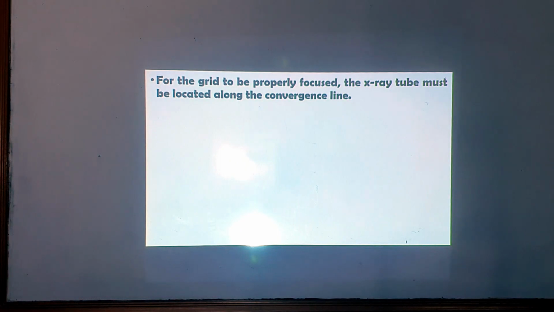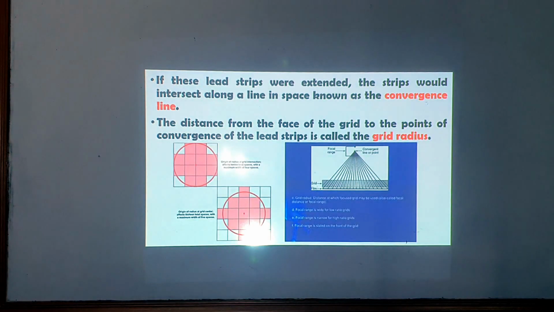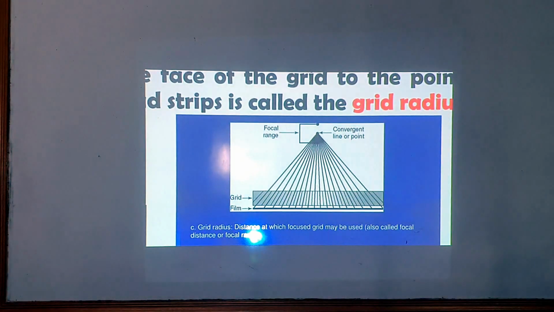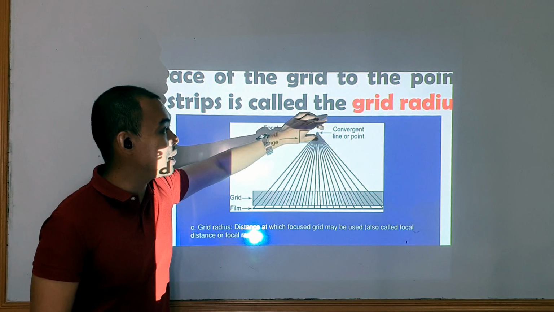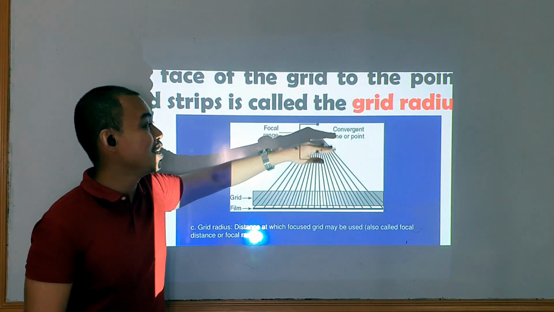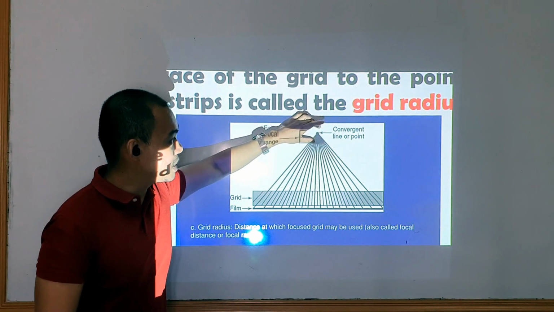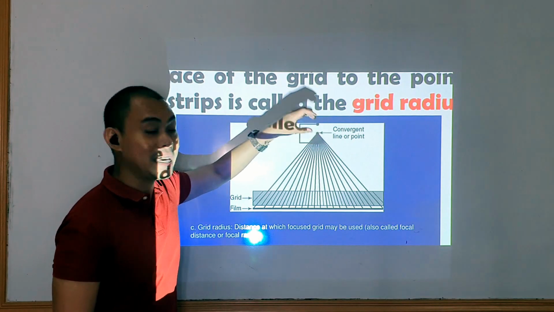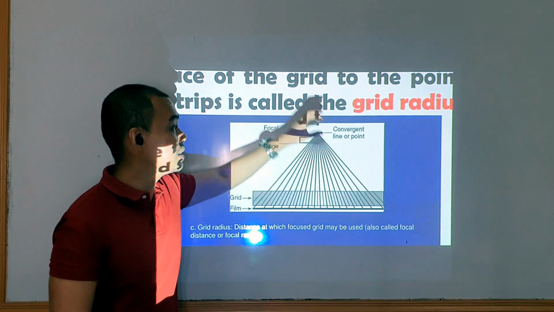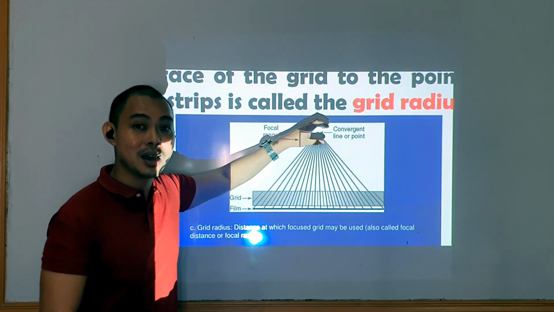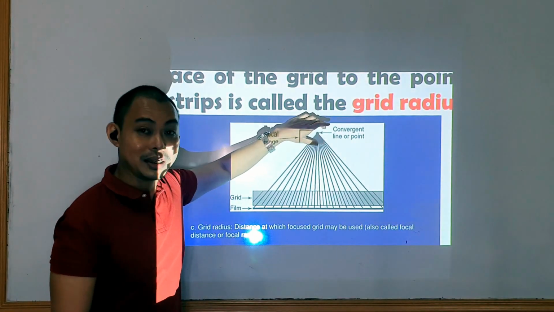But for that grid to be properly focused, the X-ray tube must be located along the convergent line. So try to look at this one, guys. I've said, this is your convergent line. The X-ray tube must be located, the distance from the X-ray tube should be here, exactly at the convergent line, because this is your grid. This is your X-ray tube where the X-rays are created, right?